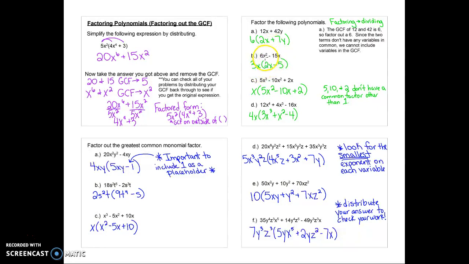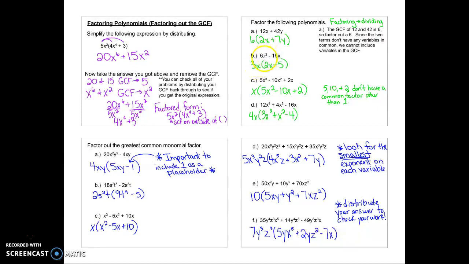In B, 6x squared minus 15x. Okay, again, we're starting with the coefficients. So between 6 and 15, the most that I can pull out of there evenly, the most that I can divide evenly, is a 3. That's the largest number that will divide evenly into 6 and into 15. Then you have to look at your variables.